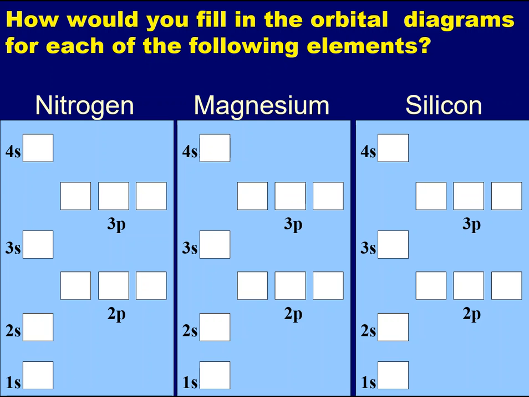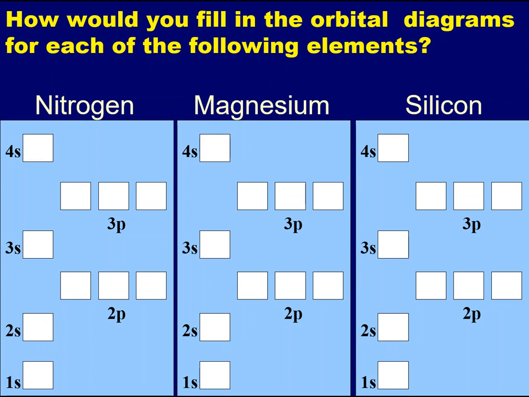Before I can just start filling in the boxes though, what do I need to know about each element? What is the main thing that I need to know? We have nitrogen, magnesium, and silicon here. And I'm placing their electrons into their respective orbitals. What must I know first, though, before I can begin? The number of electrons. Good. How do I figure that out?